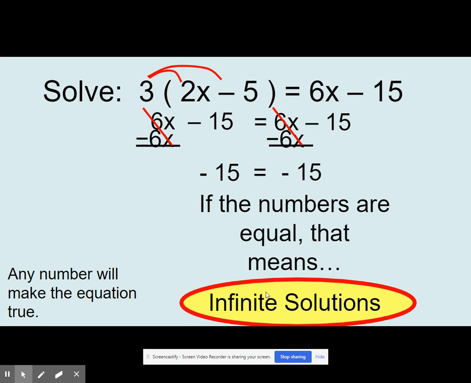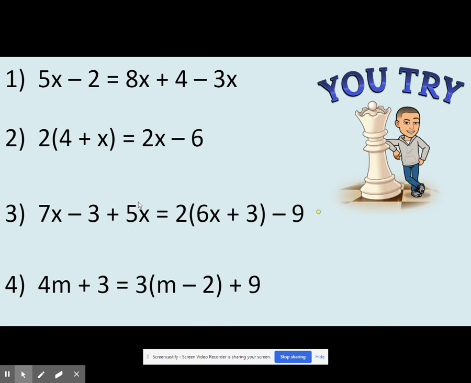All right, and it's infinite solutions because no matter, like it says here, any number will make the equation true. No matter what number you pick for x, if you put it in for the x's, both sides will end up equal. I could put 2 here and 2 here. It'll work. I could put 75 here and 75 here. The equation will come out to the same thing on both sides. Whatever number you picked, it would work. All right, so I've got 4 here for you to try.